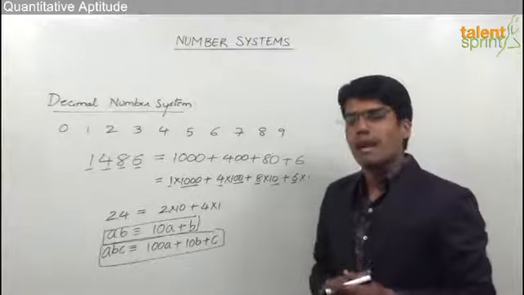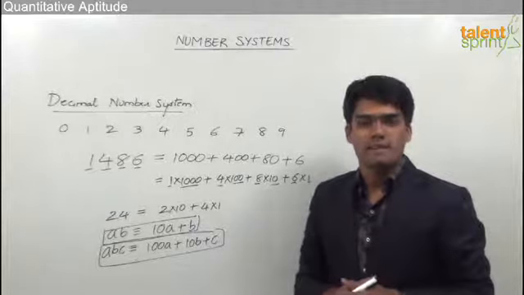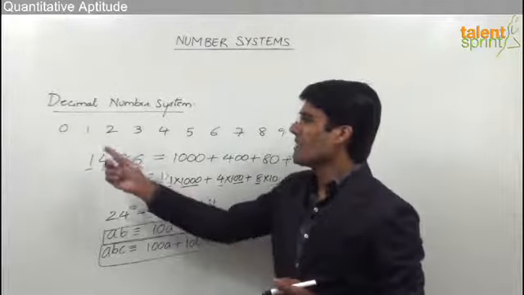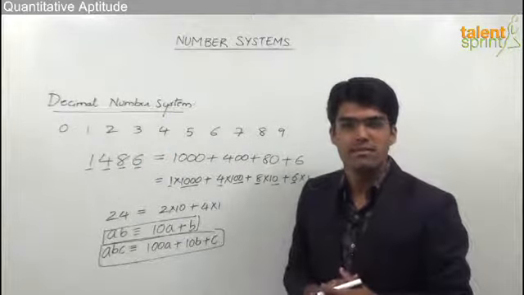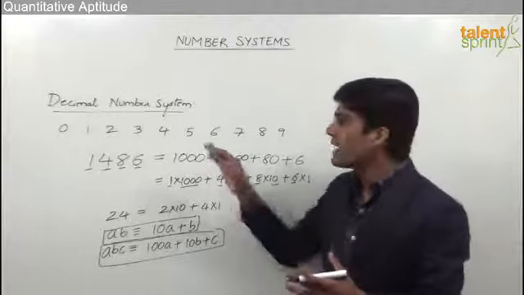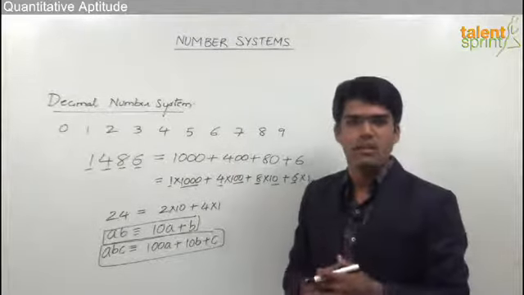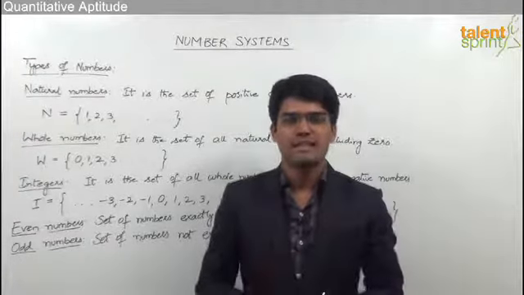Let us now understand how the numbers in the decimal number system can be classified. The point here is we have only 10 digits, but the numbers in the decimal number system are infinite, and all these infinite numbers are made up of a combination of these 10 digits, as I've already mentioned. Let us now look at the classification of numbers into various types.